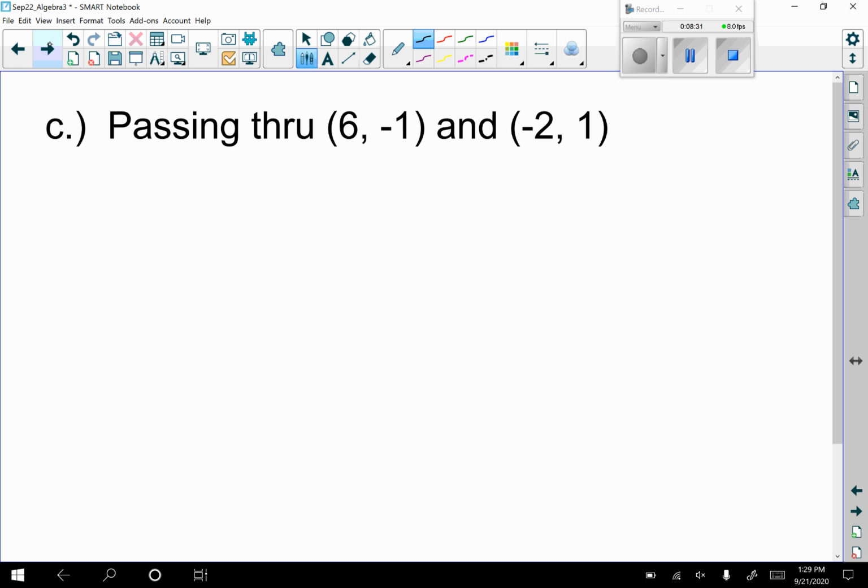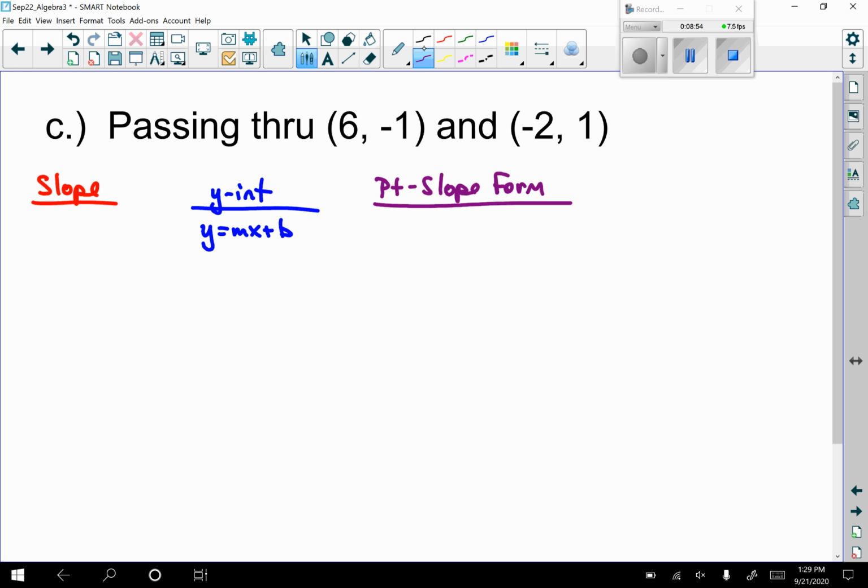All right, let's take a look at this example. Please copy it down. So we have our slope we need to calculate here. If you notice the slope is not given, then we have to find our y-intercept. Again, we can use y equals mx plus b, or we can use point slope form. And then we'll write our equation.